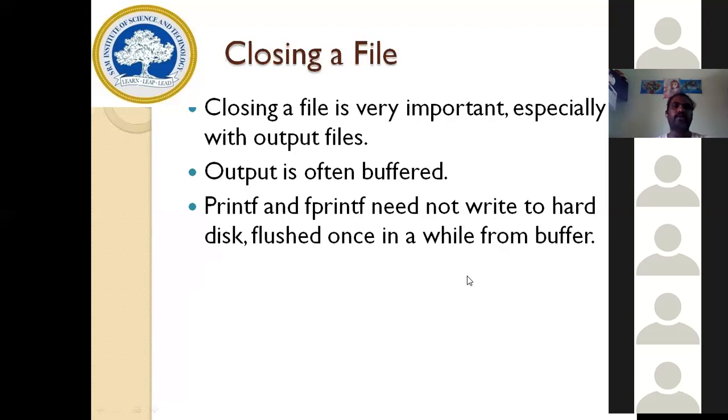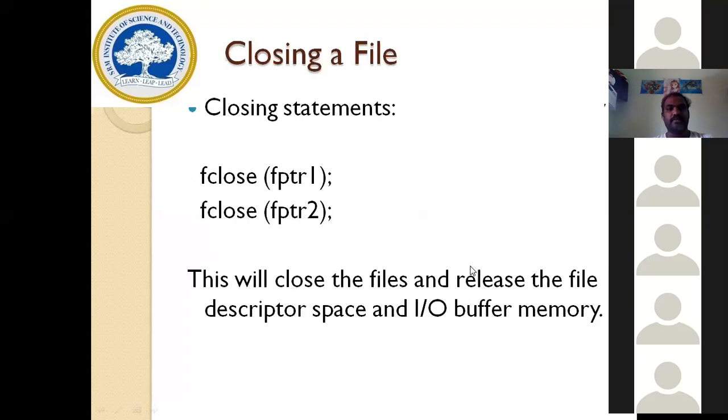What is the buffer? Before the data actually gets into the process, the temporary medium where you can store the data is called a buffer. So this is the closing statement, how to close a file along with the file pointer. Using the fclose function, you can close the file. So fclose(file pointer 1) and fclose(file pointer 2). This will close the file and release the file descriptor space, whatever memory space was assigned for this file descriptor, and also it can release the I/O buffer memory.